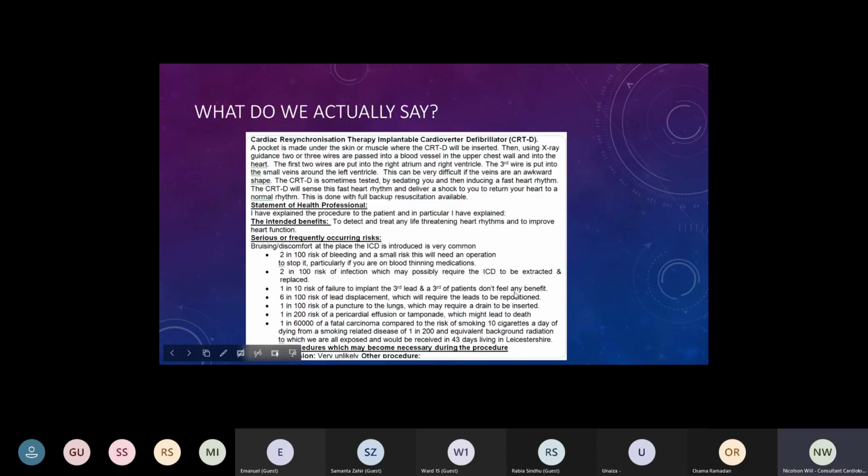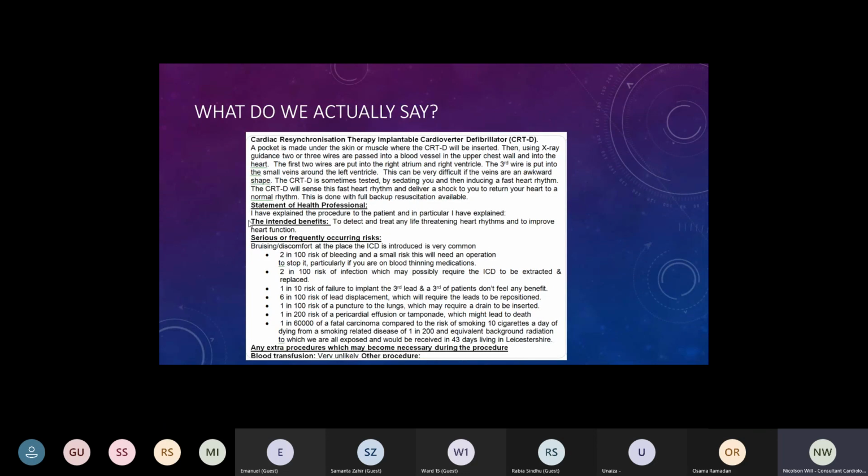So what do we actually say to patients? For example, this is our sticker that we have for cardiac resynchronization therapy, implantable cardioverter defibrillator, or CRTD for short. We have a sticker because it's really useful for everybody to be on the same page with what they tell patients as a department. It's really useful to have something legible put on the consent form.